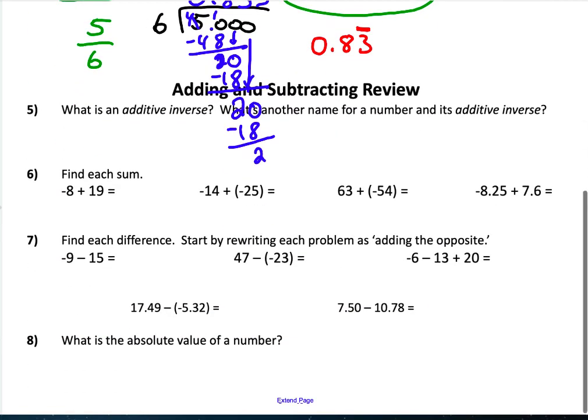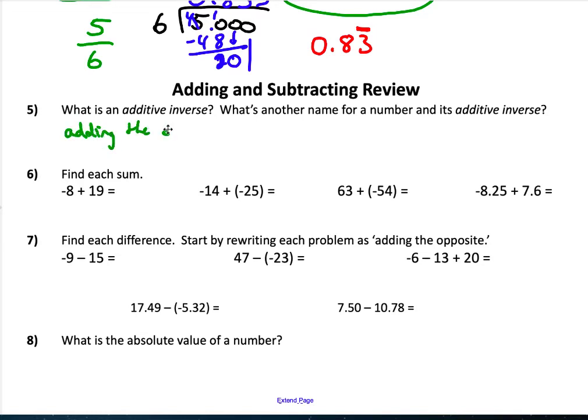All right, next one. Now we're doing adding and subtracting. What is an additive inverse? We've talked about this a little bit here and there in class. A lot of times we'll call it something different. Sometimes we call it adding the opposite. But it's basically the idea of, if we have the problem 8 minus 5, the additive inverse is what number would I add instead of subtracting 5? Well, I could add a negative 5.